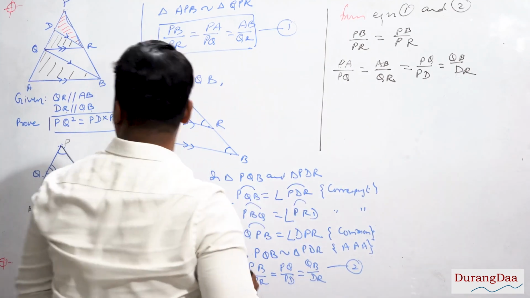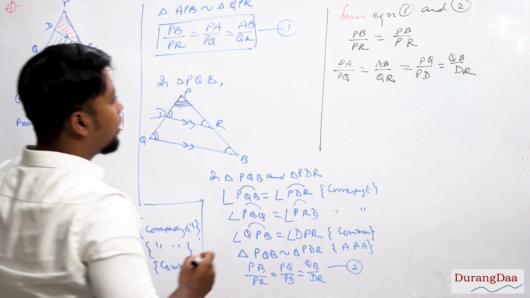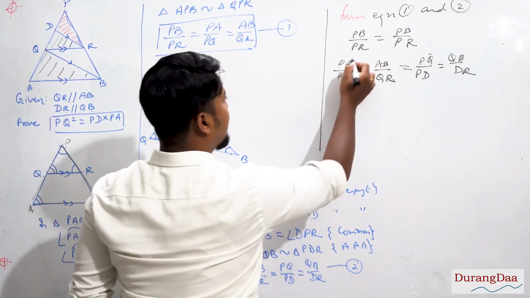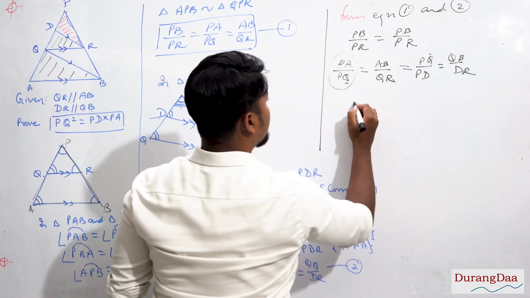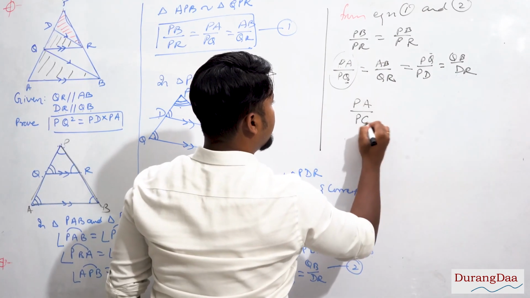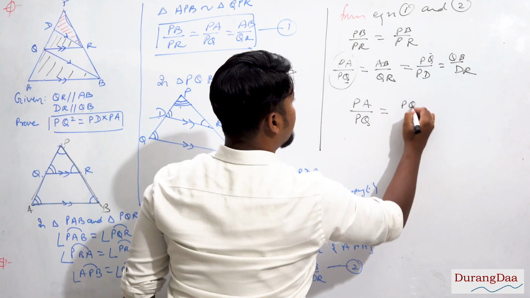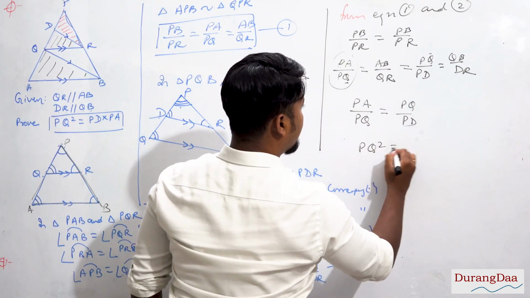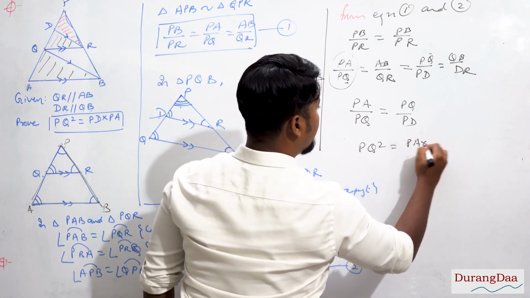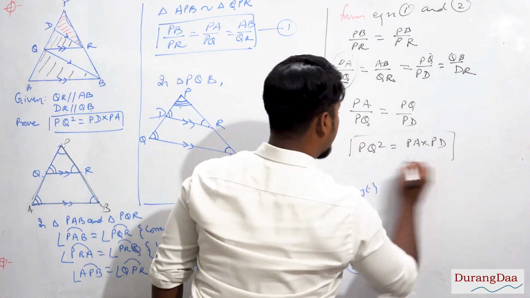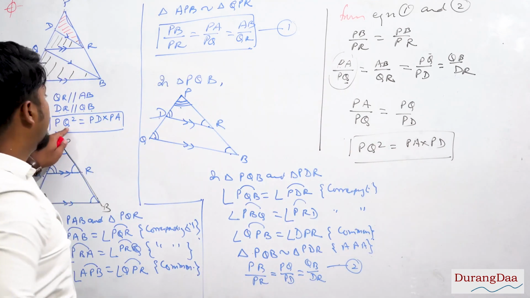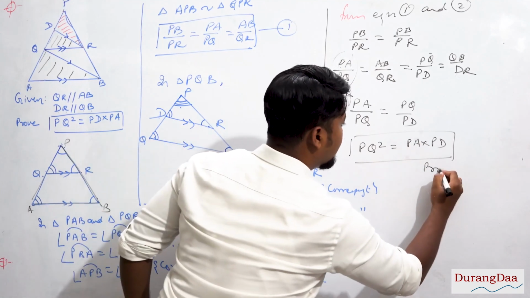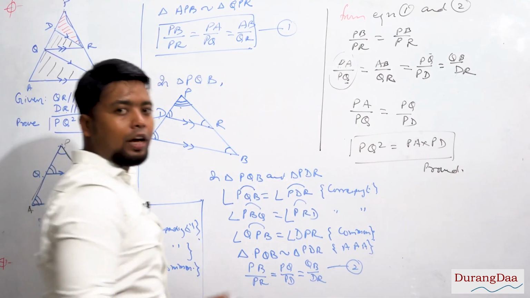Now what we have to prove? PQ square. Where is PQ? Here we have PQ, here also we have PQ. So the selected terms are these two: PA by PQ is equal to PQ by PD. Cross multiplication, PQ square equals PA into PD. I think this is the required result. See, PQ square is equal to PD into PA or PA into PD. So the result has been proved. I hope the question is clear.